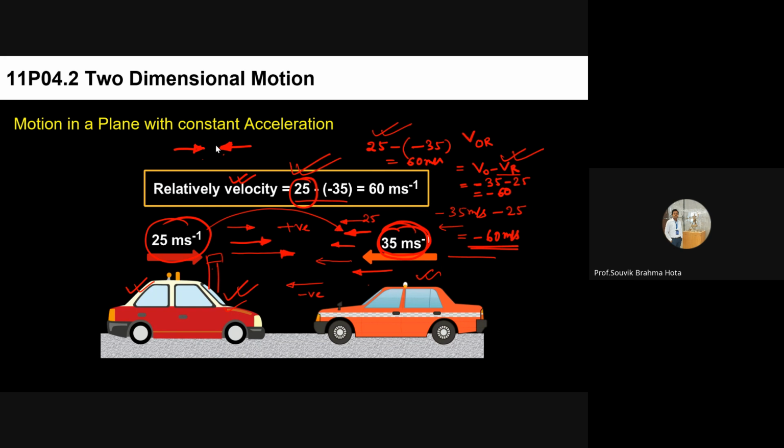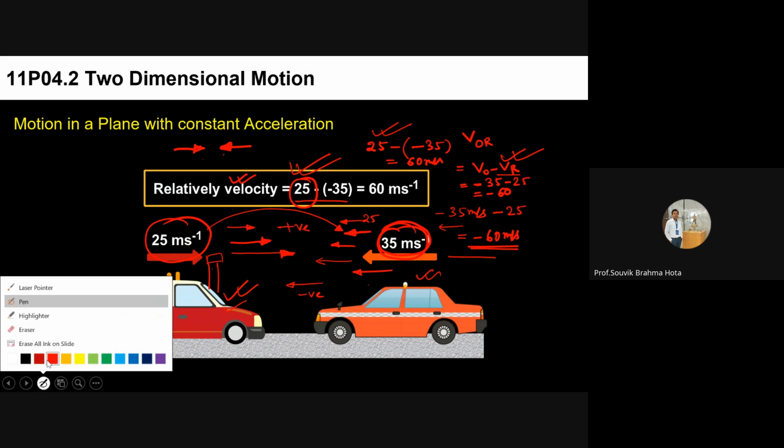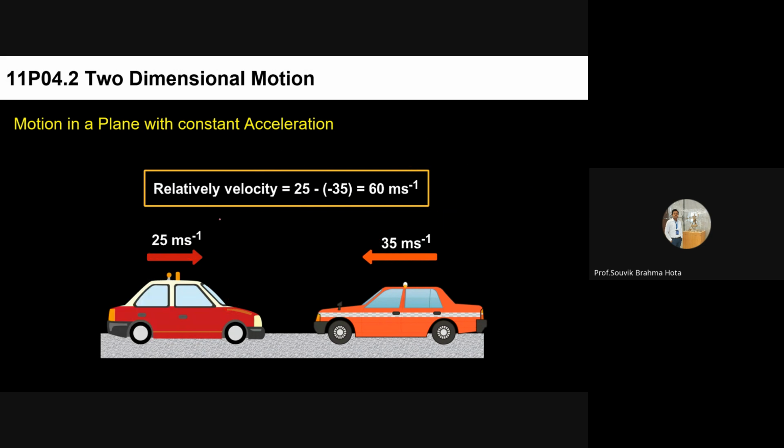To get the relative velocity, their velocities get added. Okay, now you can remember any of this concept, or better, you can remember the basic thing: if this is approaching, 25 plus minus of this 35, but it is in the opposite direction, so minus 35, so plus 60. So this is the best concept. If you are forgetting which to denote, how to denote, you can do it that way.